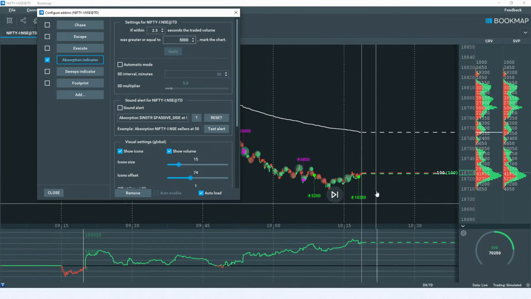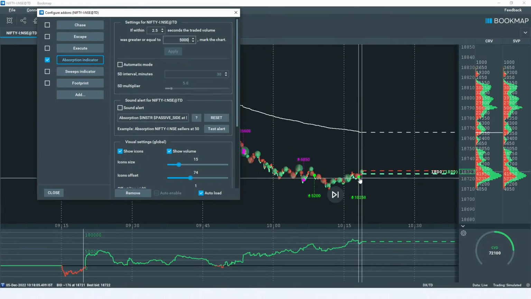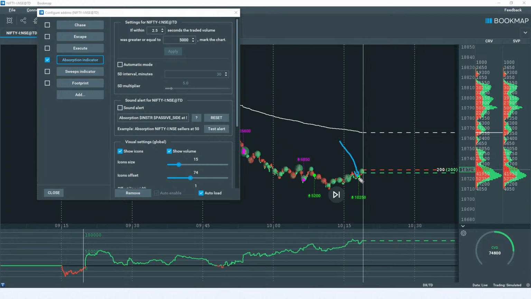As you can see, at the present moment itself, there were 10,250 quantities entered in the market as market buy orders within 2.5 seconds. That's why the software is indicating it as an absorption. That means someone is aggressively selling over here, but at the same time, within that short period, someone has aggressively consumed those orders. For any market order to be executed, there has to be the opposite passive order or a limit order.